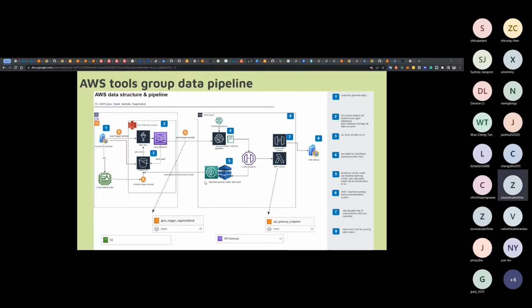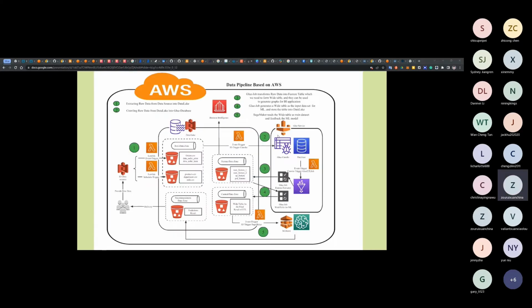So let me be specific and focus on the data lake system. In this picture, we use draw.io to show everything about our data lake system. From the very beginning, the customers will provide raw data to the S3 data source. And then we extract raw data from the data source into the data lake by using two kinds of Lambda function. The first one is the event trigger Lambda, and the second one is the schedule trigger Lambda.